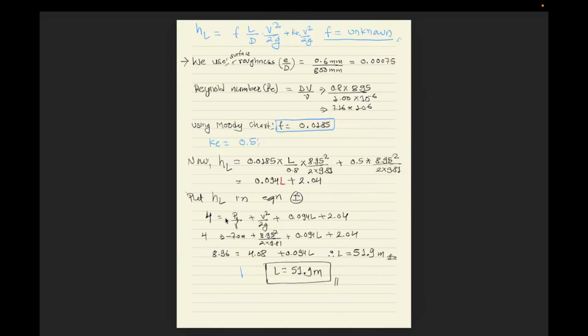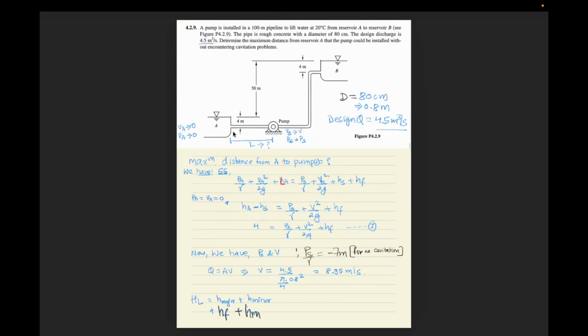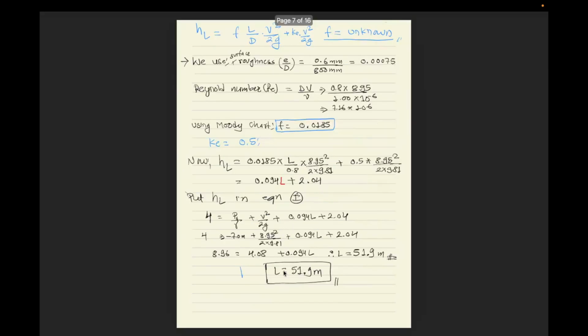So we got 4 equal to pressure head plus velocity head plus HL, head loss. And we already talked about this pressure head, it's -7. So solving that, length of pipes should be 51.9. Hence we can say that for this system, for not having cavitation problem, the pump should be installed at 51.9 meter distance apart.